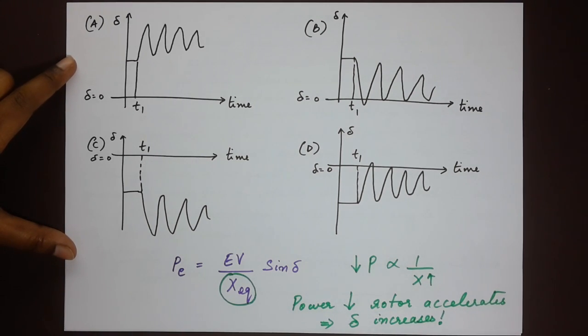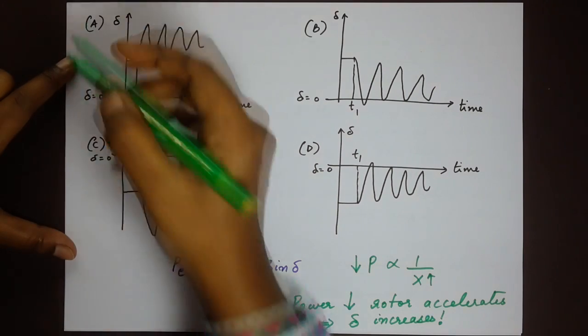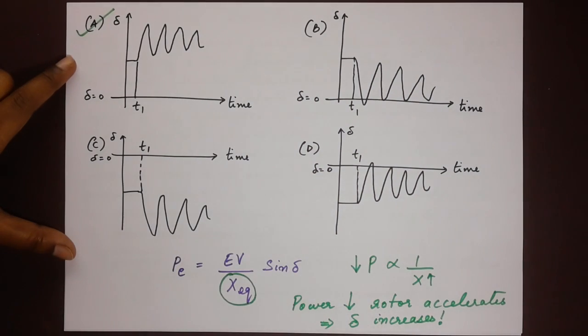So among these four options, the four waveforms here, which waveform indicates that the delta angle increases? There's just one. Option A. So this is why option A is the right answer. Well, this is the explanation and I hope it has helped.